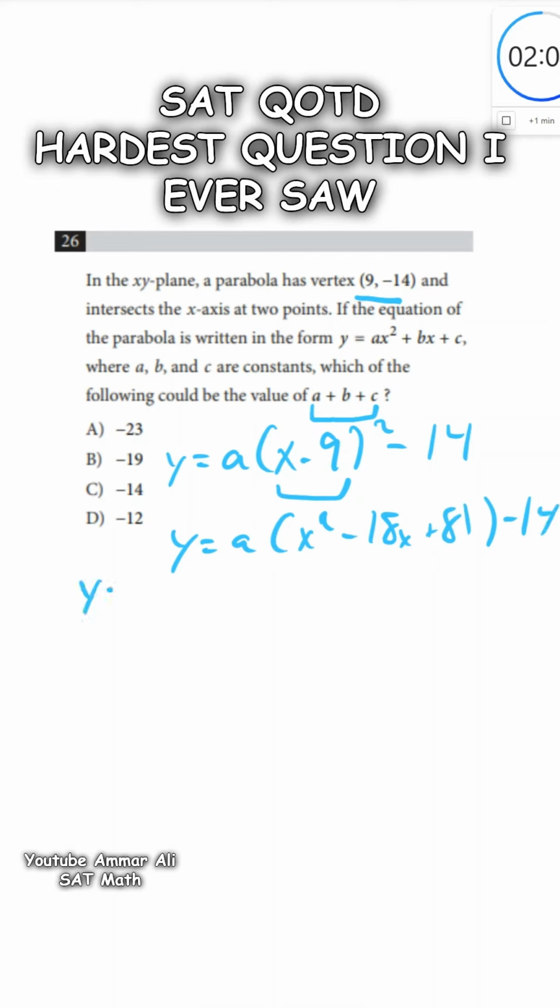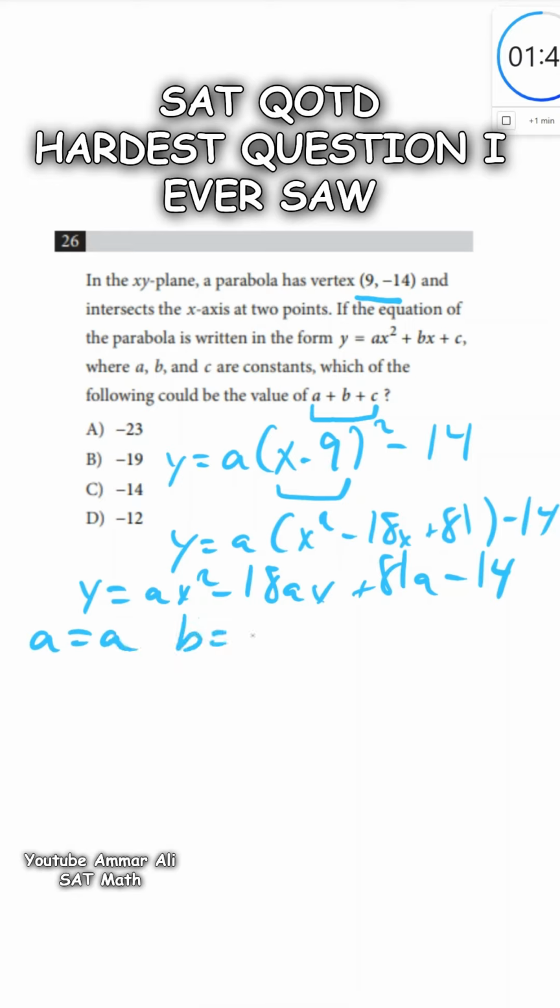So we get y is equal to ax squared minus 18ax plus 81a minus 14. So now we know what a is equal to. A is obviously going to be equal to a. B is going to be equal to minus 18a. And then c is going to be equal to 81a minus 14.